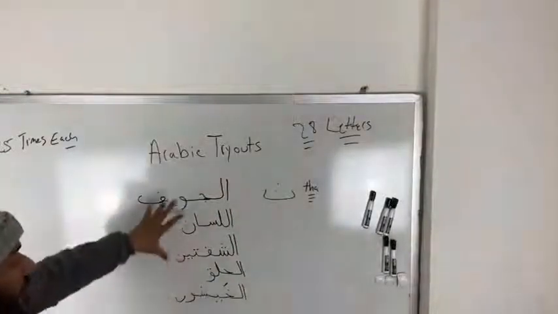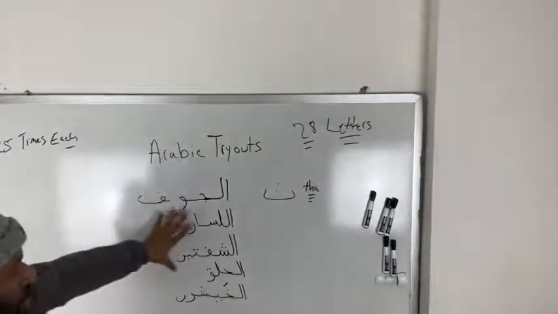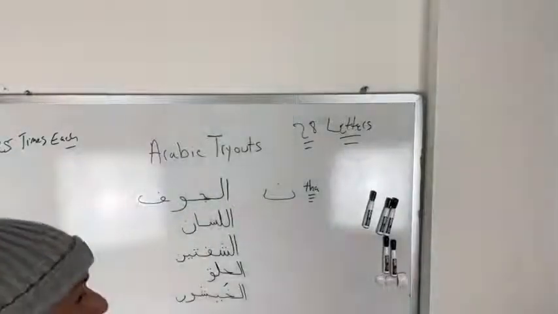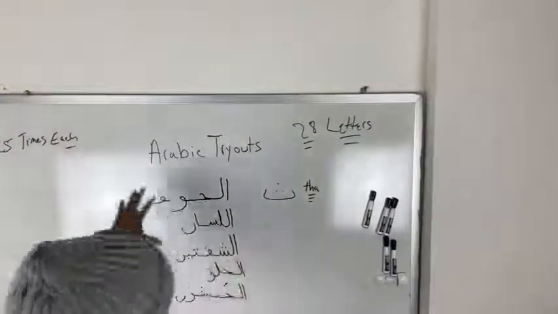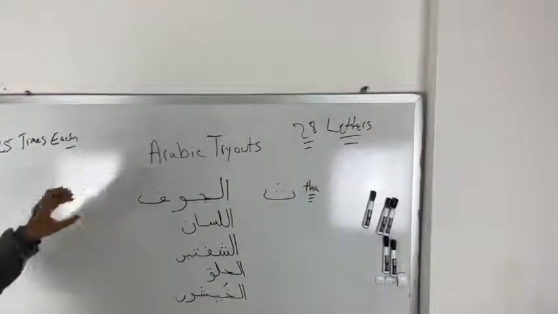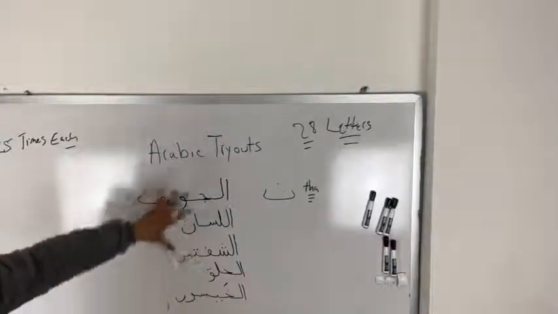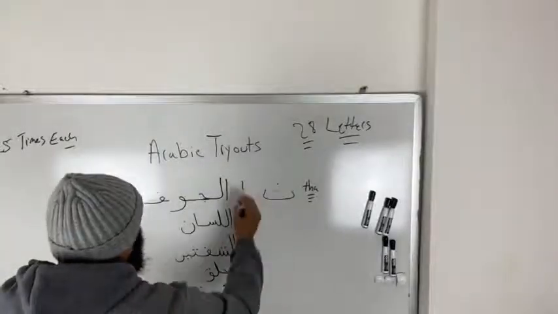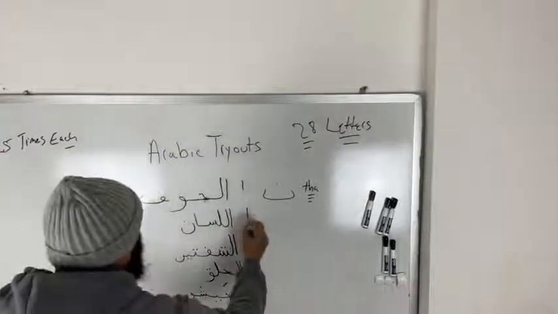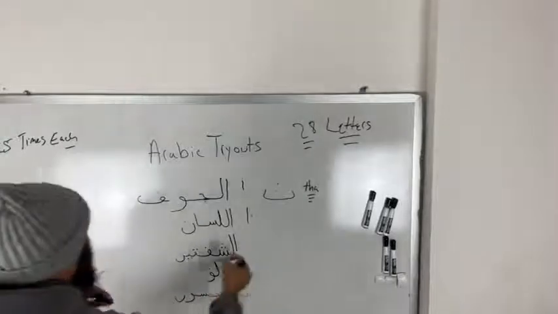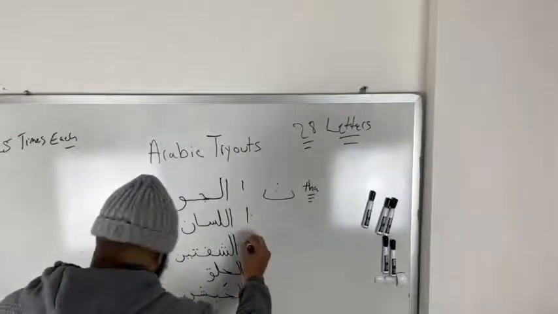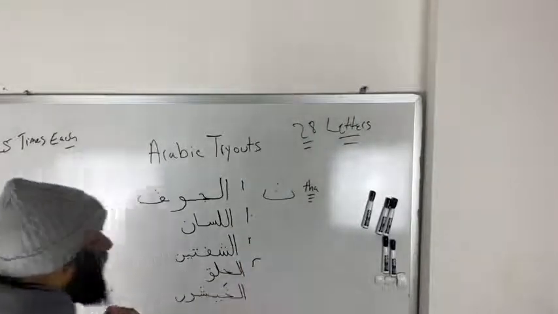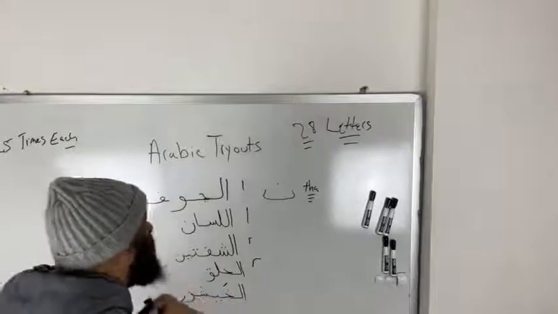So these five parts or different parts that you're going to use within your mouth, your throat, etc. All 17 points of articulation are going to be placed in all of these. And we mentioned before that the Jawf has how many? 1. And we mentioned that the Lisan has how many? 10. And we mentioned that the Shafatain is how many? 2. And we mentioned that the Halq has how many? We said it was 3, but it's actually 6, once you break it down with the different parts of the throat.